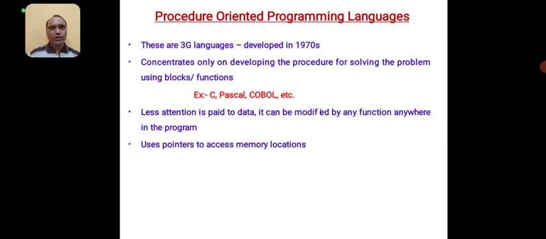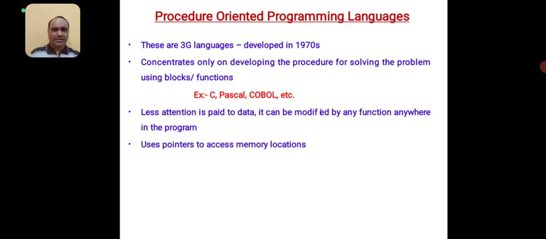And not only that, in procedure-oriented programming languages, they have used a concept called pointers. Pointers take the memory addresses as their value and directly go to that address location in the memory. Once you assign any address to the pointer, the pointer can directly go to that memory location and access it, and whatever data is there at that memory location, it can easily modify that data. So using pointers is the major drawback in procedure-oriented programming languages.